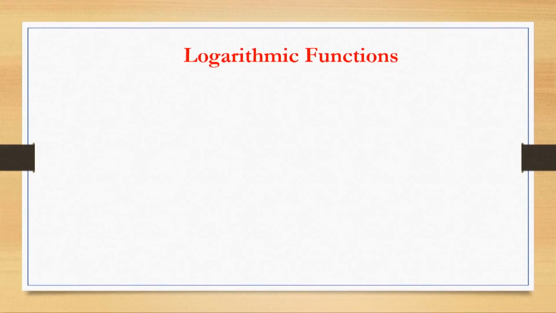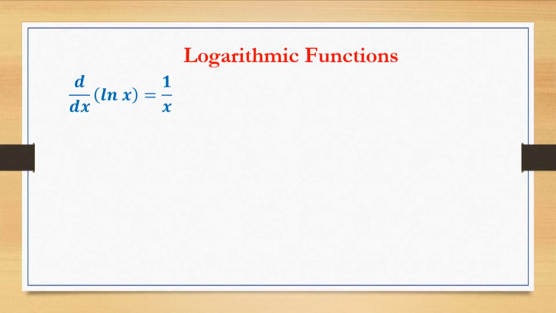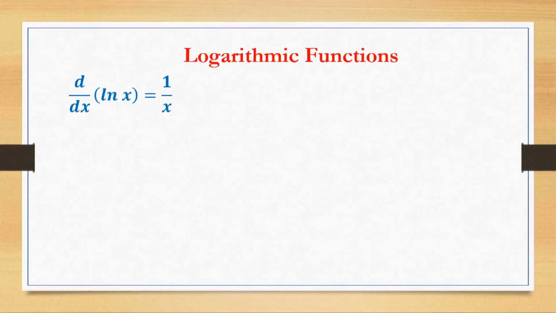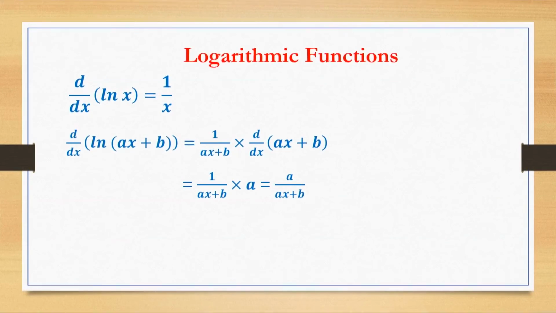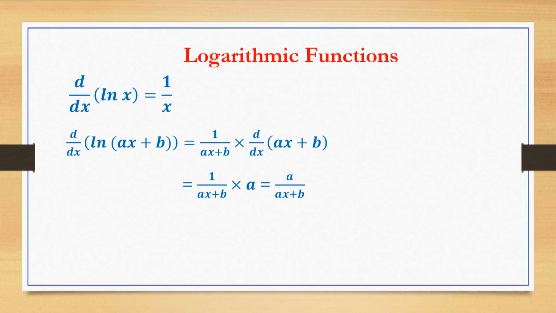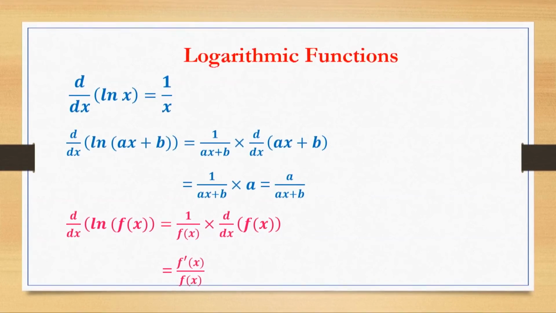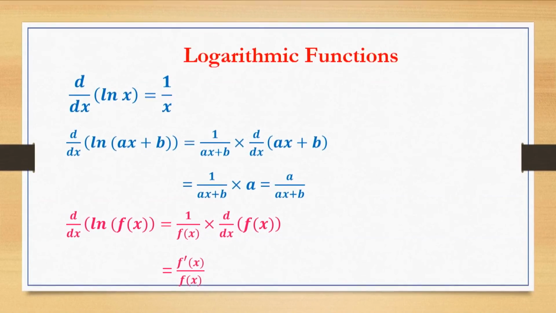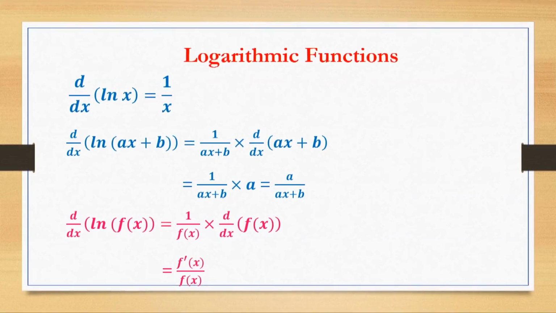So students, in today's lesson, we have learned how to differentiate logarithmic and exponential functions. A quick recap on what we have done. So when you differentiate ln x, you get 1 over x. When you differentiate ln of ax plus b, you get a over ax plus b. And in general, if you have to differentiate ln f of x, you will have 1 over f of x times the derivative of the bracket, which will finally give you f dash of x over f of x.